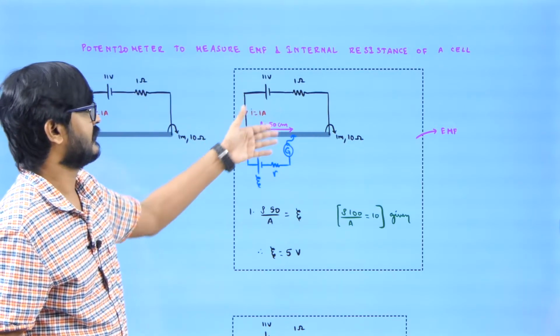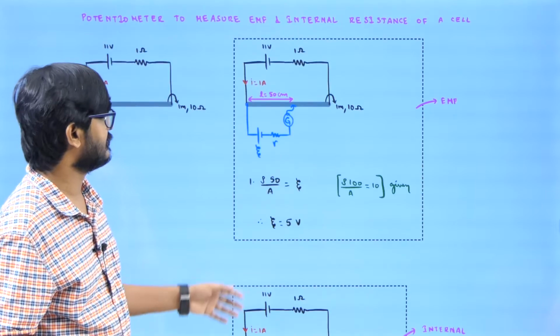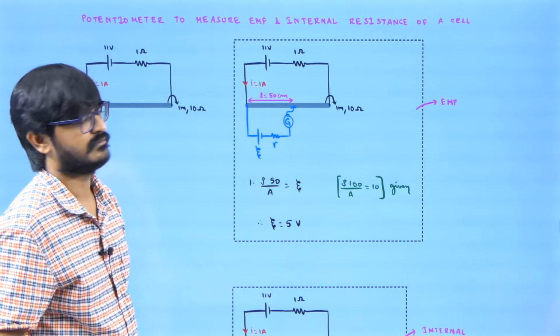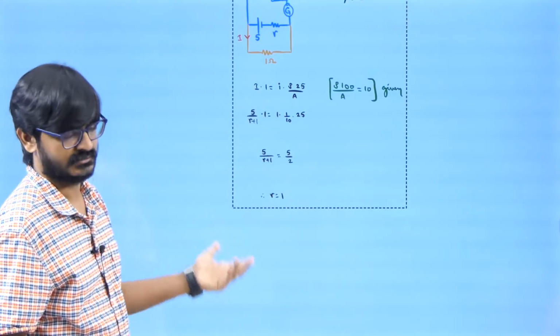So what we did here, we found the EMF of the unknown battery and internal resistance, right? Now to find the internal resistance, you don't have to actually find the EMF of the battery also. Anyway, from the questions you can see that, but that's the crux of the story.